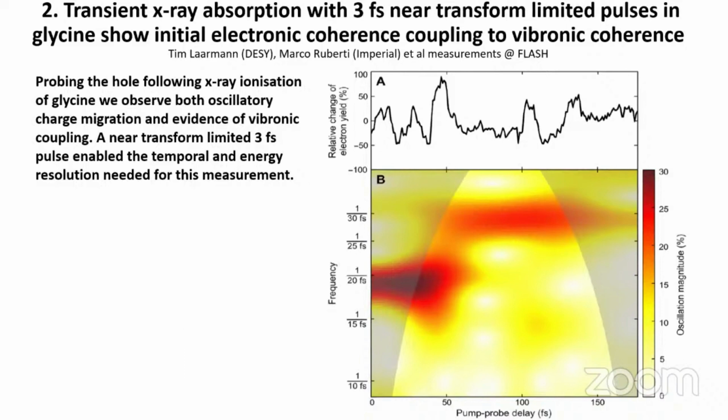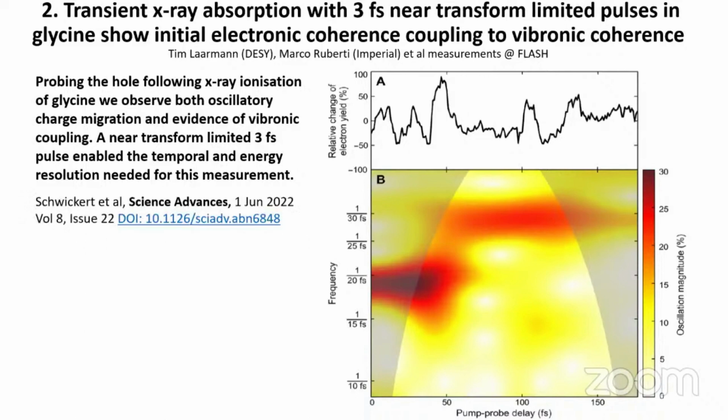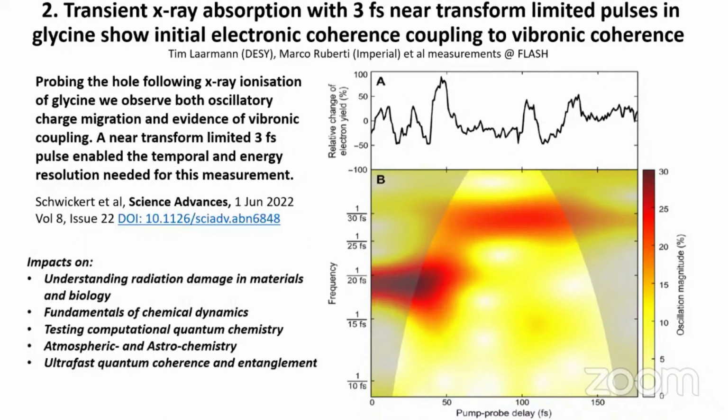And then after 50 femtoseconds, it transfers to a slower oscillation time, something of around 30 femtoseconds, which corresponds to several different vibronic transitions or vibronic modes in the molecule. And so this, I think, is potentially the first evidence of electronic coherence coupling to a vibronic coherence and showing this kind of behavior. Now, that was published last year in Science Advances, and we think it has an impact on a number of different things.